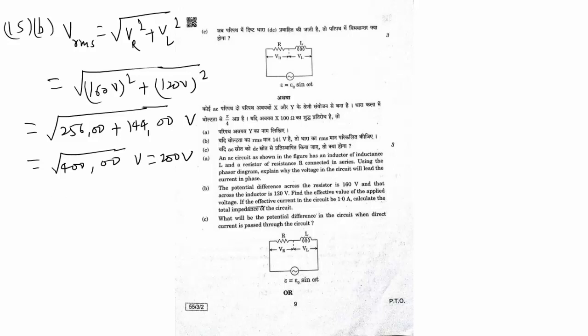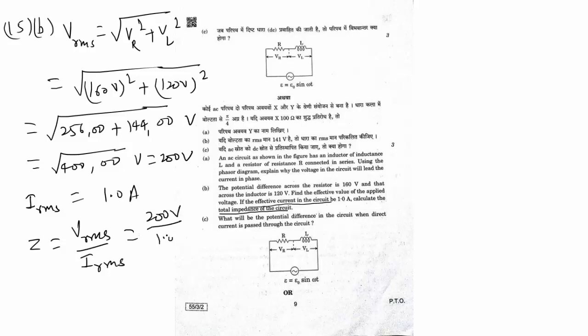The effective current, which is also called IRMS current, is given as 1.0 ampere. So the total impedance in the circuit Z is given by VRMS upon IRMS, that is equal to 200 volt upon 1 ampere, that is equal to 200 ohm.